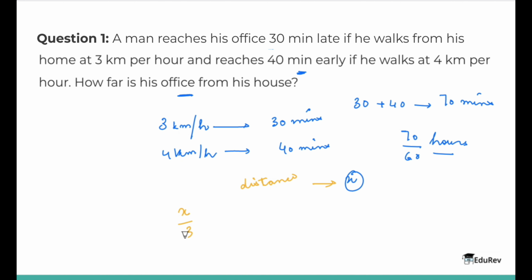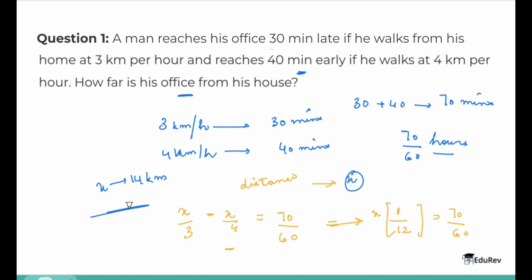Therefore, x by 3 minus x by 4 should be equal to 70 by 60. Correct? So if I solve this, x times (4 minus 3) upon 12, which is 1 upon 12, equals 70 by 60. So x is nothing but 14 kilometers. This is how far his office is from his house. I think it was pretty simple and I hope you understood it. So let's move on to another question.